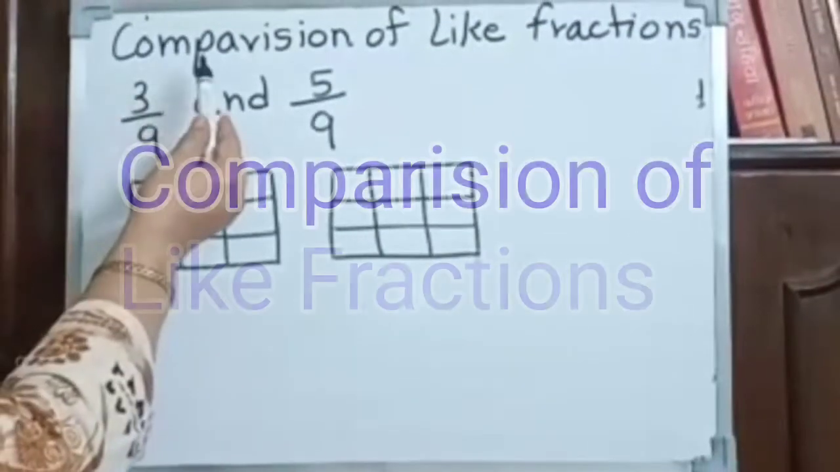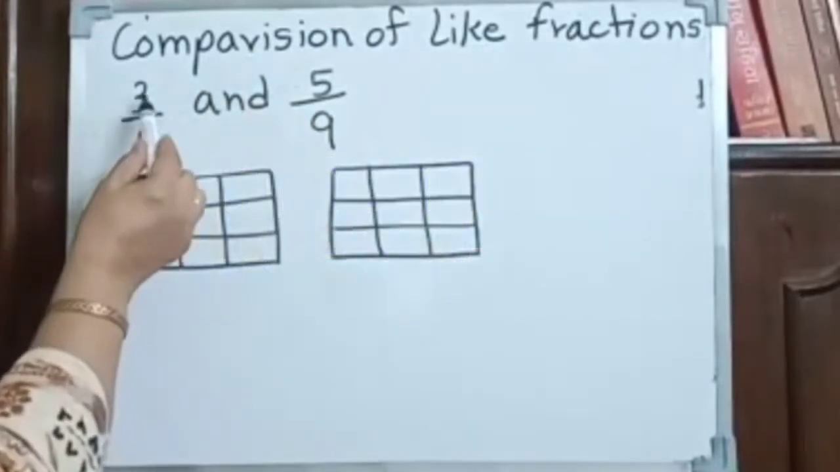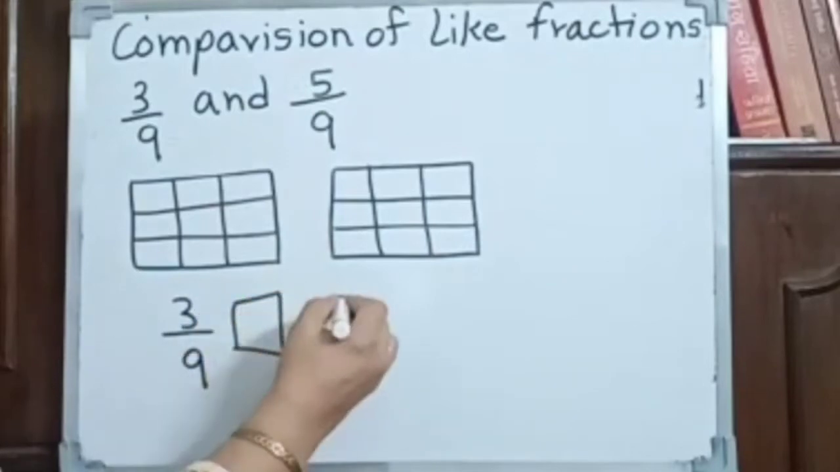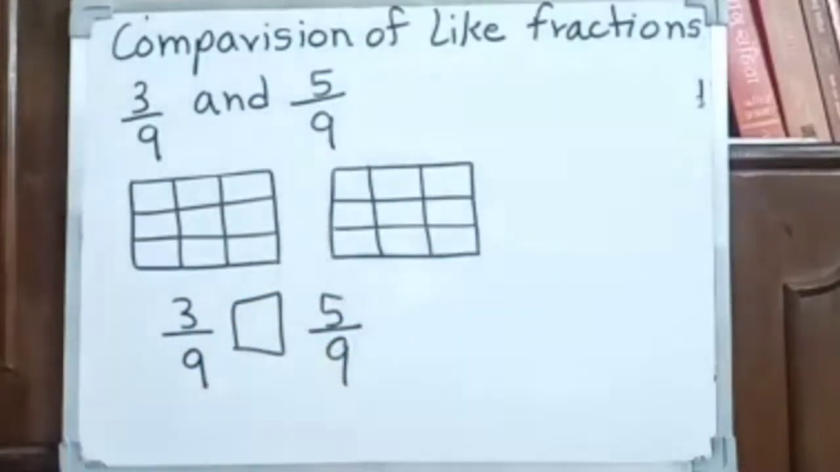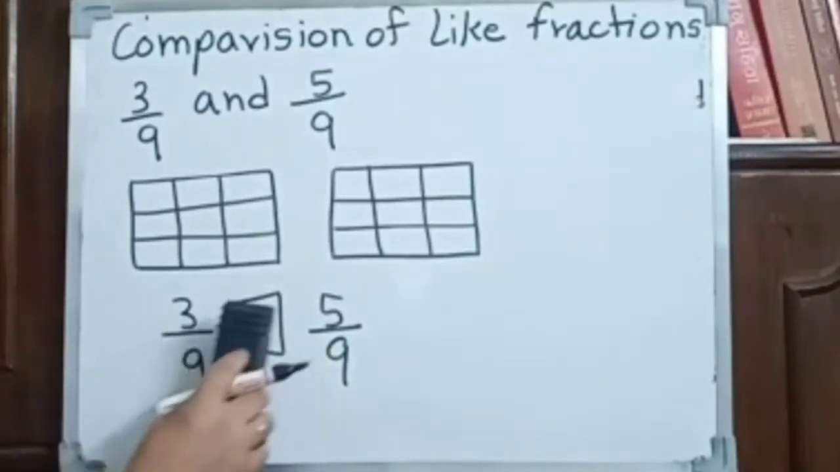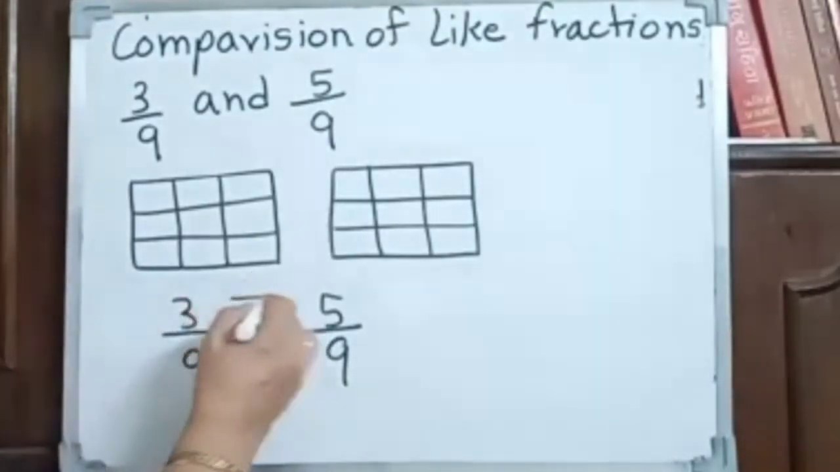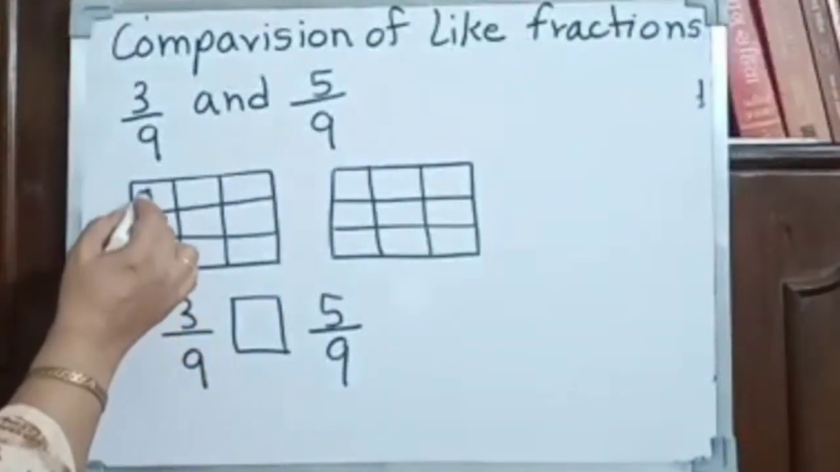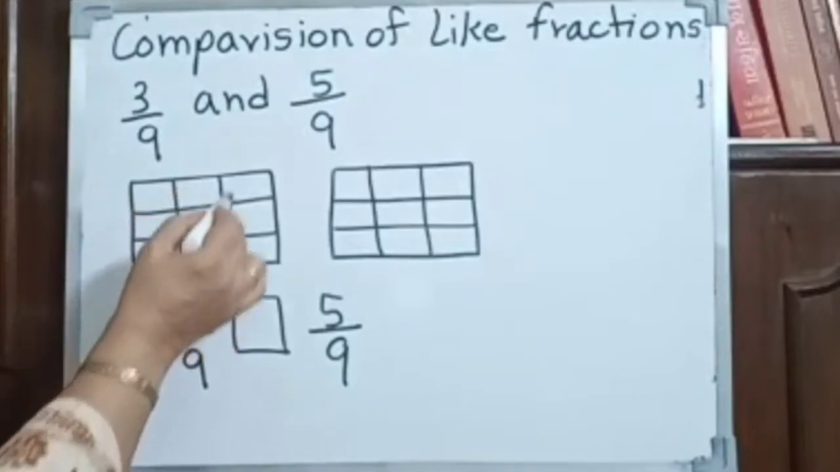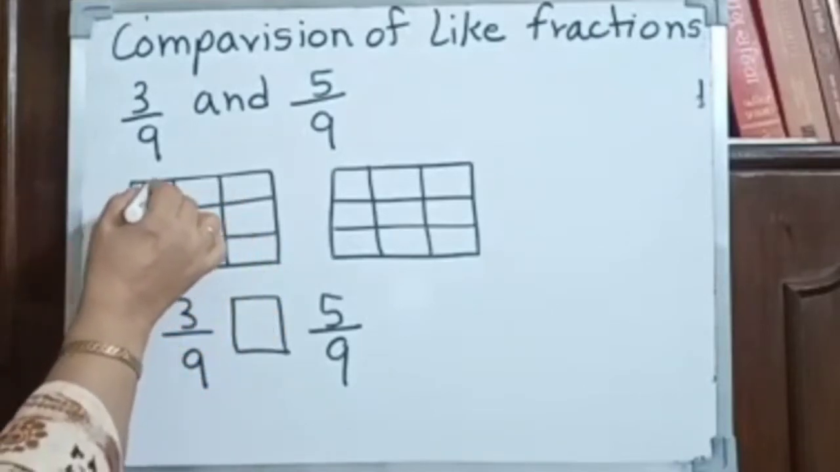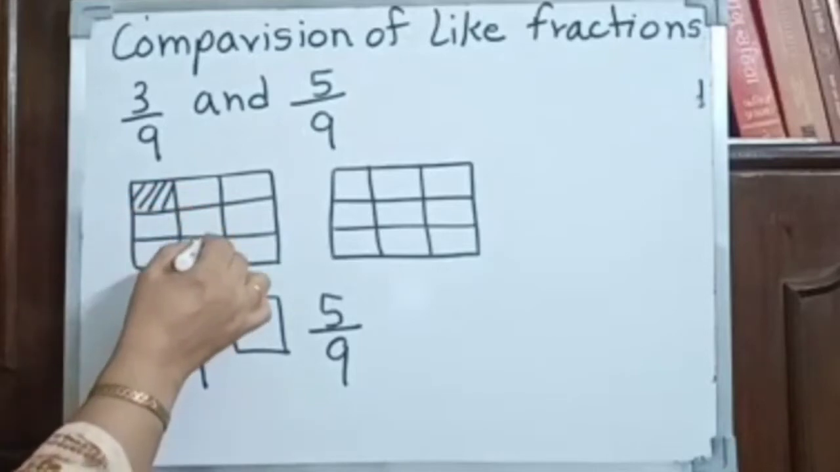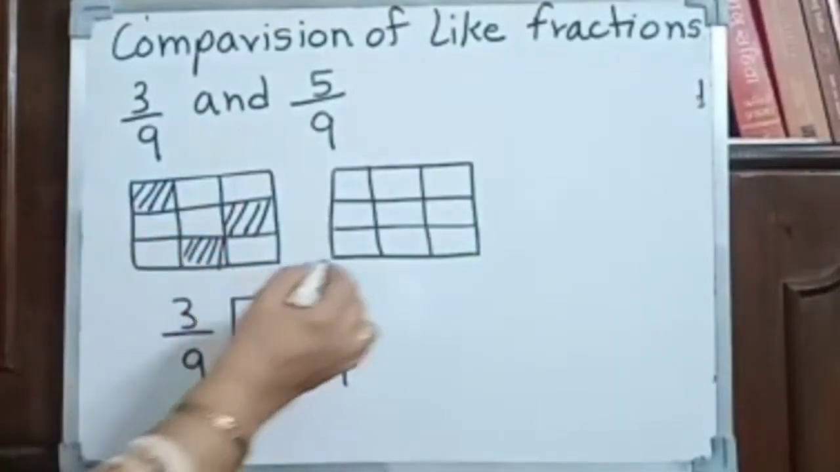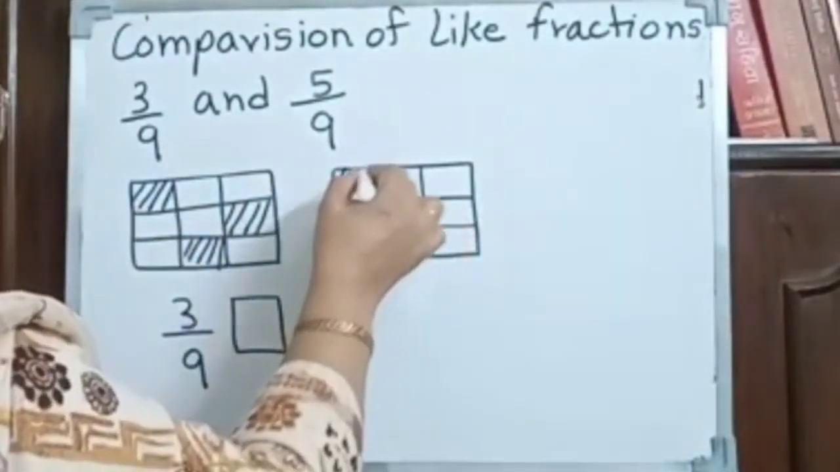Kids, here we have comparison of like fractions. We have to compare 3 upon 9 and 5 upon 9. Which one is the bigger one? Now look here. We have 9 parts: 1, 2, 3, 4, 5, 6, 7, 8, 9. Here we are shading 3 parts: 1, 2, 3. And here we have 9 parts and we have shaded 5 parts.